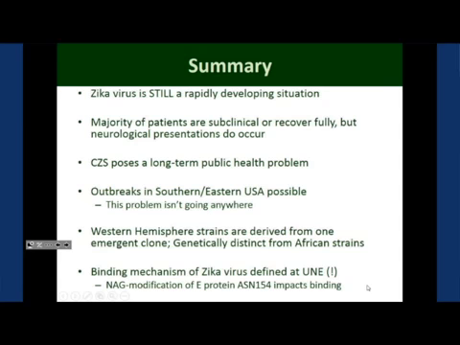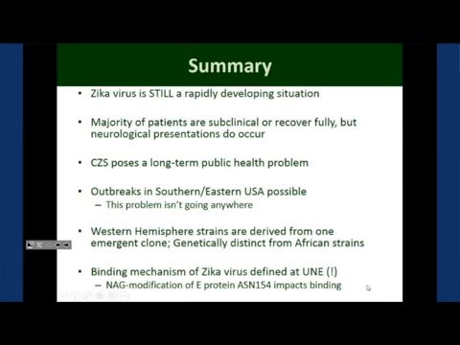So in summary, from the CME side of things, Zika still continues to be a rapidly developing situation. The majority of patients who come in are subclinical, and of those that are not, most of them recover fully, but neurological presentations do occur in children and adults. Congenital Zika syndrome is going to pose a very significant long-term public health and public health infrastructure problem in all countries in the Western Hemisphere. Outbreaks in the southeast and eastern US are highly possible, if not probable. This problem is not going anywhere.